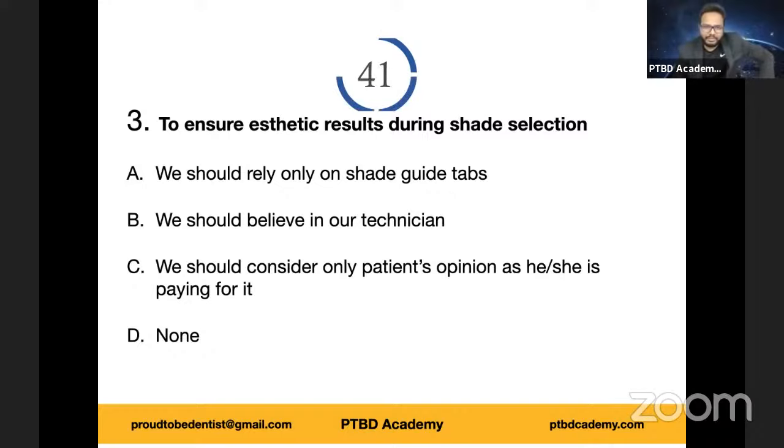Option C seems to be funny, but I mean it. There are patients who demand lighter shades, as we discussed in the early morning session. So what can you do in that case? You have to consider their suggestions, right? Because ultimately they are the ones who are going to display the color in the oral cavity. Okay, to ensure aesthetic results, shade selection.